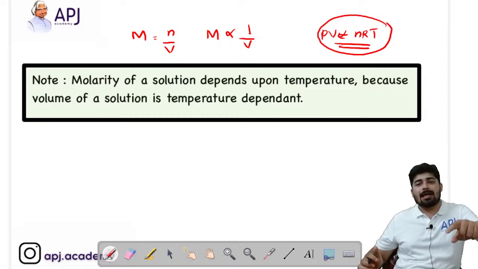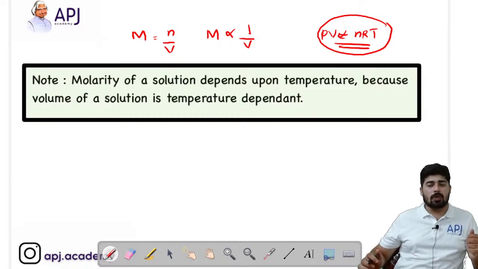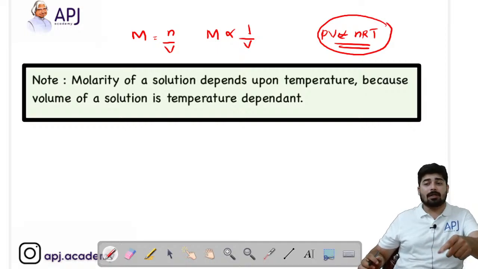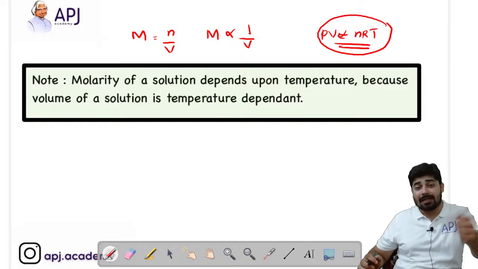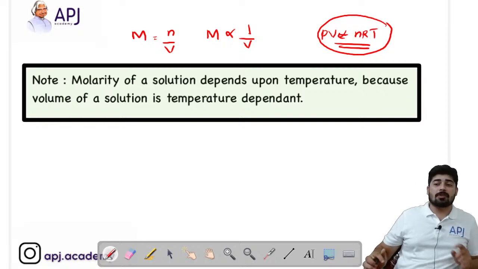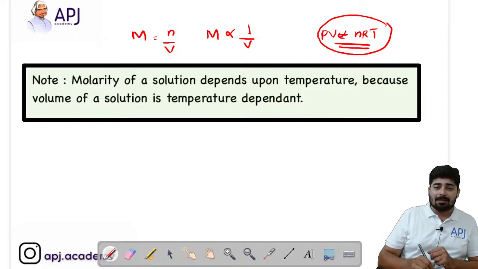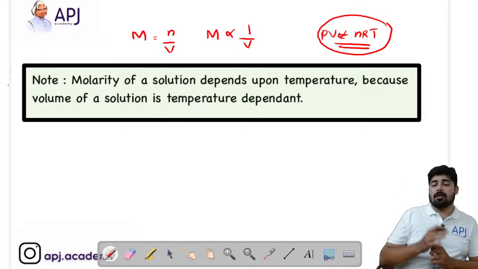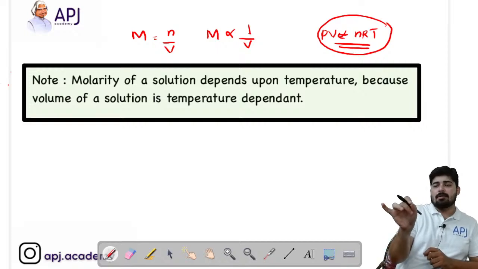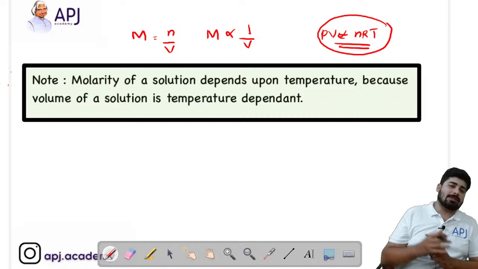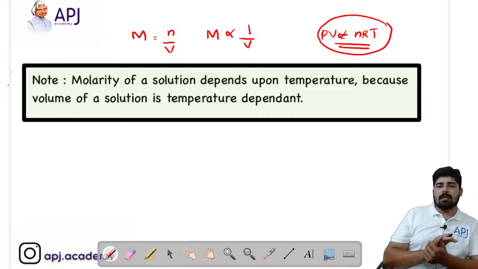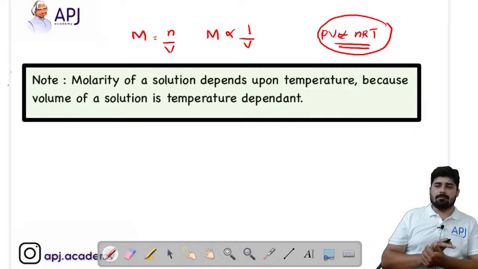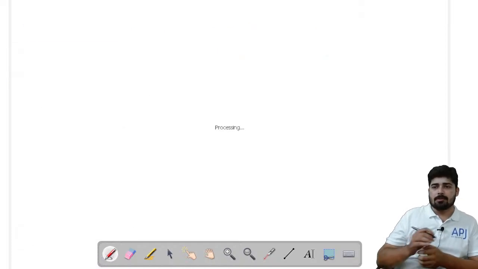Okay. So here, as the molarity is inversely proportional to volume and volume directly depends on temperature, we can say that molarity is dependent on temperature. So the molarity of a solution depends upon temperature because the volume of a solution is temperature dependent, and you have to understand this. This is a very important point. Okay students, I have told you that from this very point many questions have been asked in previous years of JEE Mains as well as in NEET. Okay, so we'll move on to the next.